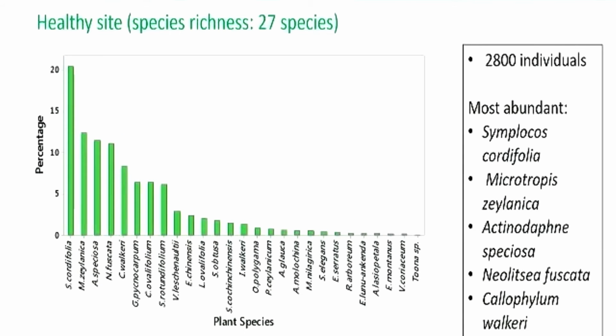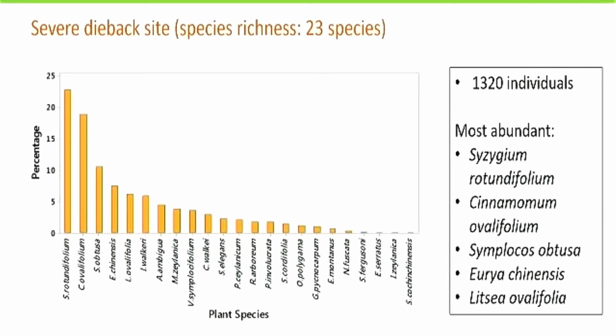If we look at the species composition of the healthy site, 2,800 individuals were identified, belonging to 27 species, and the most abundant species are Symplocos cordifolia, Microtropis zeylanica, and Actinodaphne speciosa. While in the severe dieback site, there are 1,320 individuals belonging to 23 species, and the most abundant ones are Syzygium rotundifolium, Cinnamomum ovalifolium, and Symplocos obtusa. That shows the two sites have different species composition, and the species richness of the severe dieback site is lower than the healthy site.